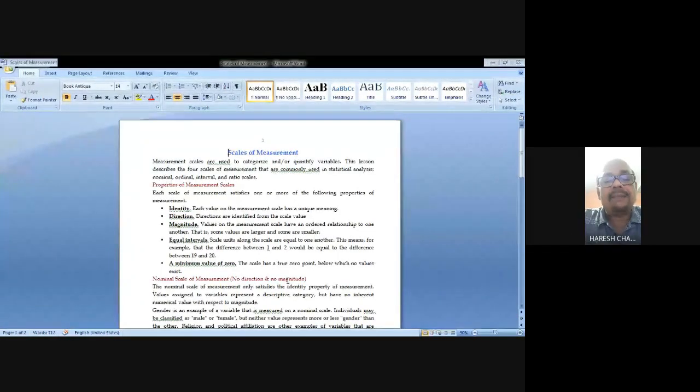The nominal scale has no direction, no magnitude. The ordinal scale has only direction but no magnitude. The interval scale has both direction and magnitude. They are higher in order. The poorest scale is nominal, then ordinal, then interval, and the next higher scale is the ratio scale, the best scale.